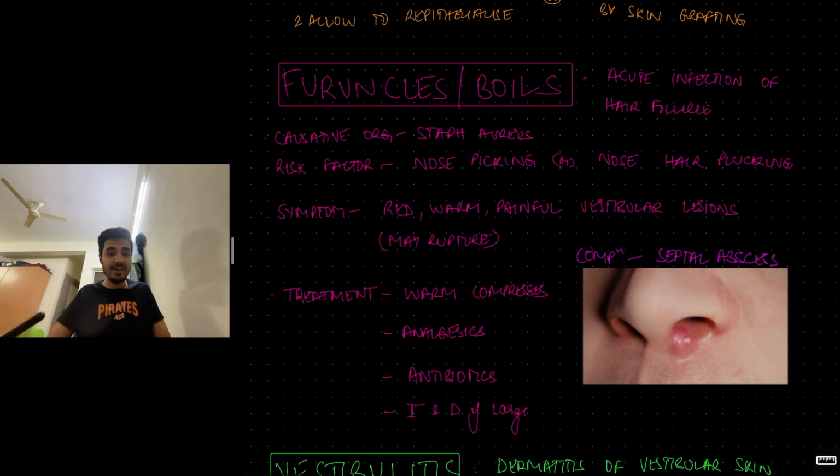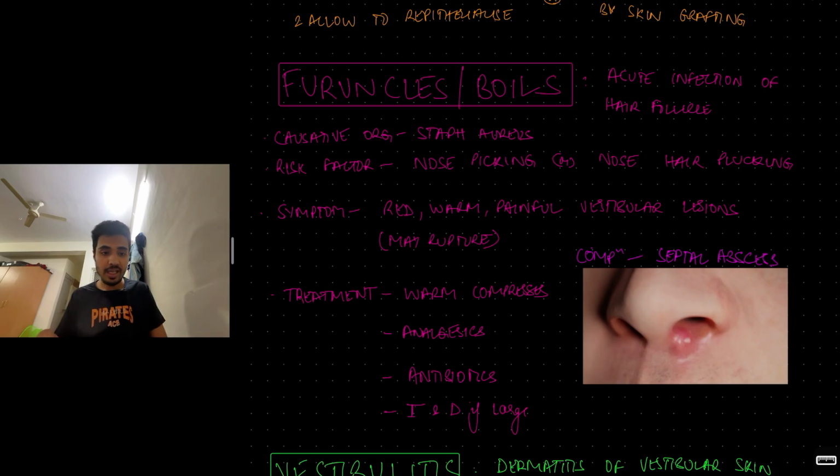If you leave it untreated, it can lead to septal abscess. Septal abscess, I told there are two causes: either a septal hematoma gets infected secondarily, or the furuncle or boil which is left untreated gets larger and larger and becomes a septal abscess.